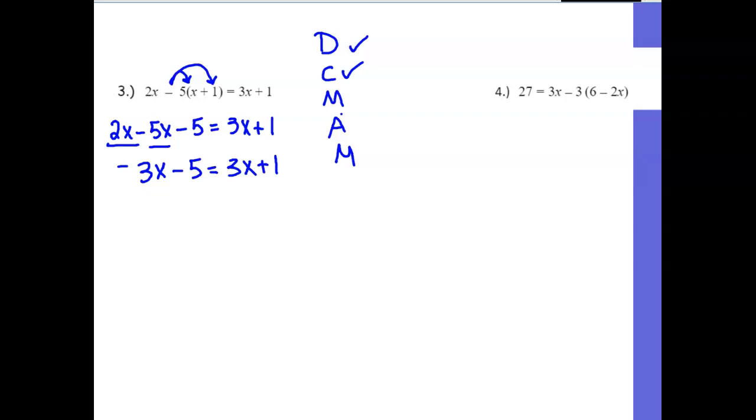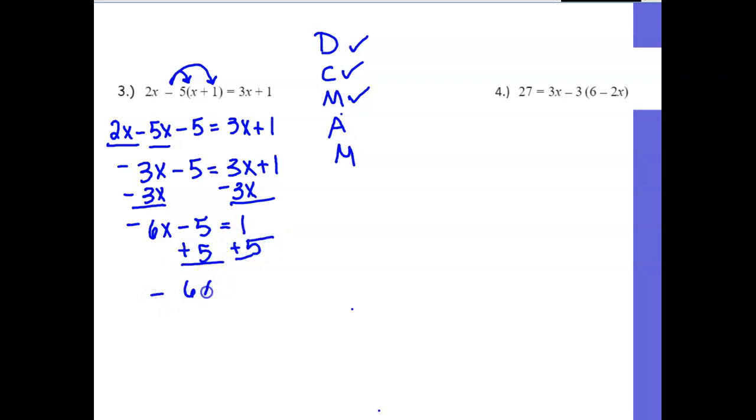Okay, I'm going to move the variable, and I like to keep my variable on the left, so I'm going to subtract my 3x from both sides. So I've got negative 6x minus 5 is equal to 1. I'm going to add or subtract the constant, and in this case I'm going to add 5 to both sides. So negative 6x is equal to 6. And then my final step, I divide by negative 6. So my x is negative 1. And there's my answer.